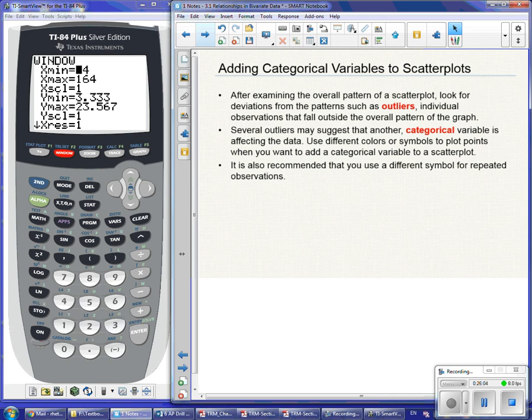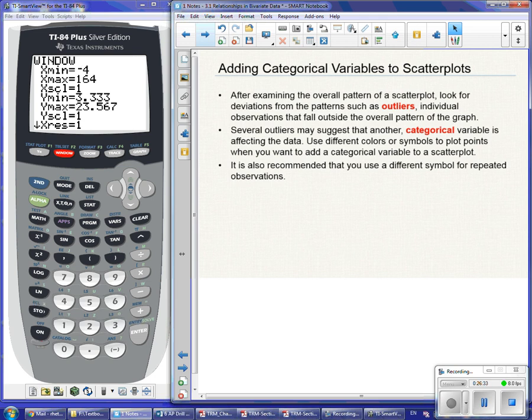It is a warning, though, if we do see an outlier in data. Sometimes it's a mistake in the way we collected the data, but sometimes it's an indication that there's something else going on and we need to look a little bit closer. Several outliers may suggest that there's another categorical variable affecting the data. It doesn't necessarily have to be categorical either. It could just be what we call a lurking variable. If it is categorical, though, we can use different colors or symbols to plot the points when you want to add a categorical variable to the scatter plot.